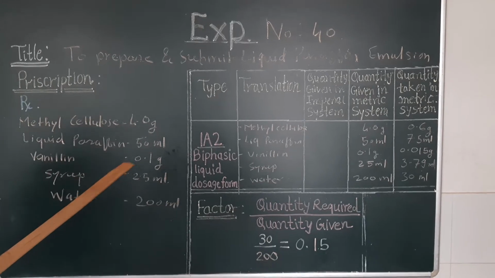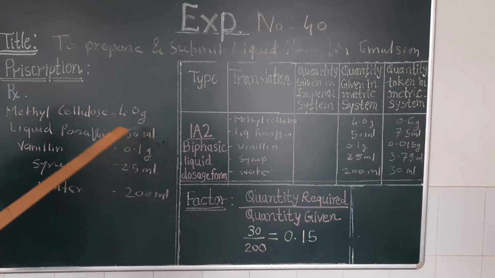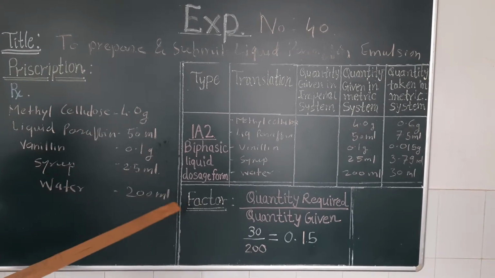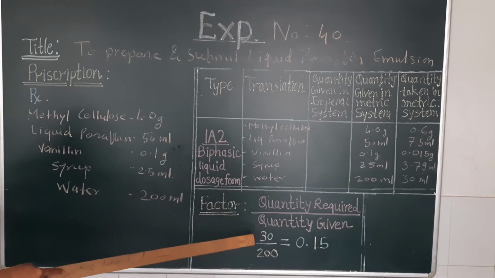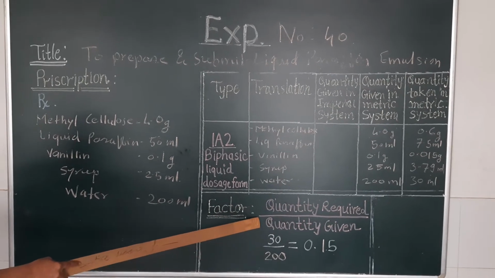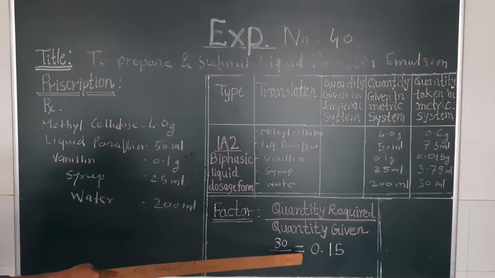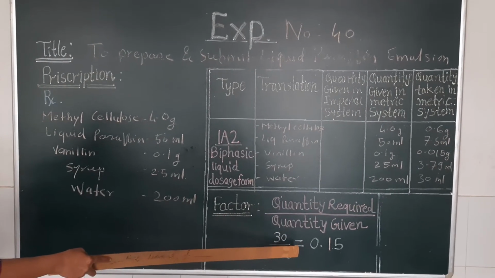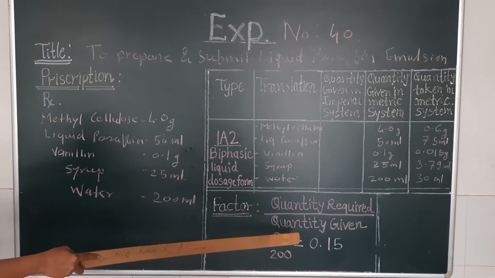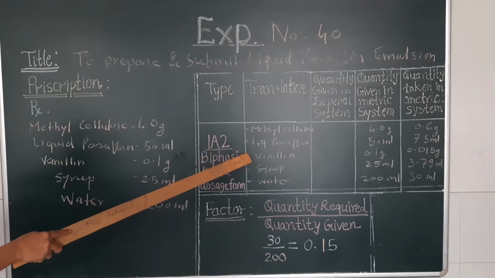Then for the calculations of the amounts of these ingredients, we have to calculate the factor first. So quantity required is 30 ml and quantity given is 200 ml. So the factor is 0.15. Okay, and this factor 0.15 we are going to use for calculating the individual amount of each ingredient.